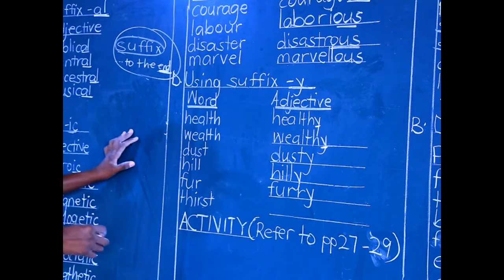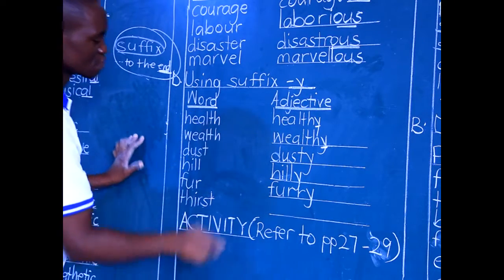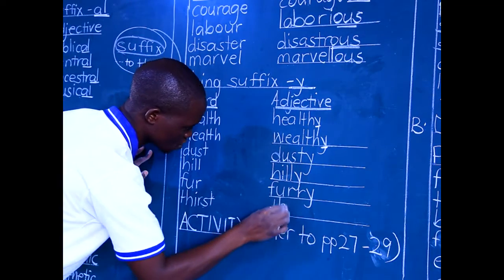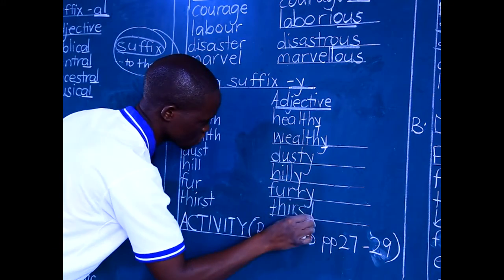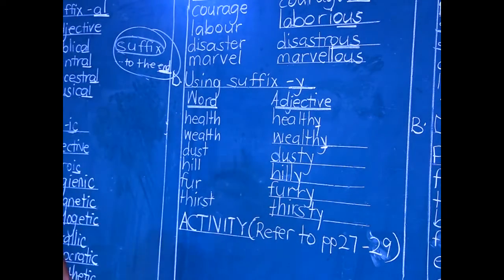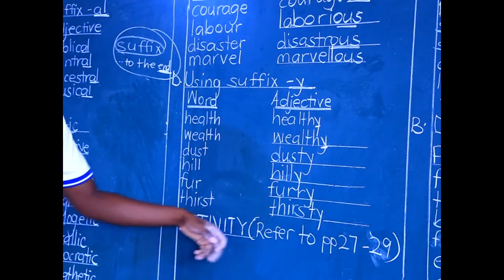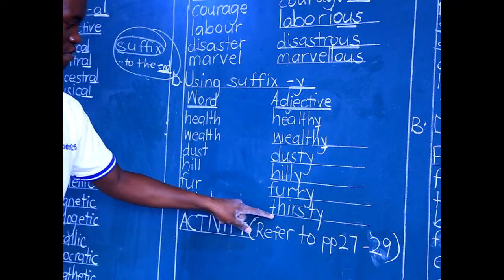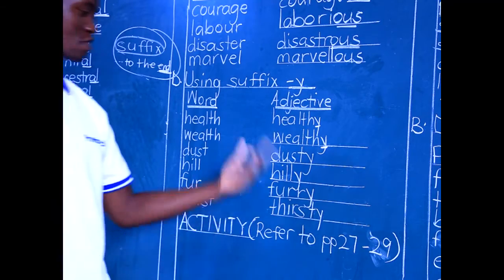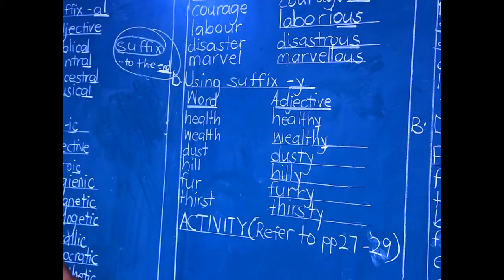The next noun turned into an adjective using suffix Y. We form this. T-H-I-R-S-T-Y. Thirsty. From thirst to thirsty. Yes. If people are thirsty, then they need a lot of water to drink. Some people feel thirst and they go for other drinks, which may not be recommended.